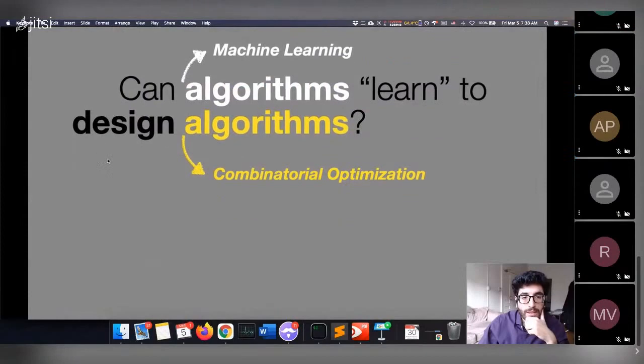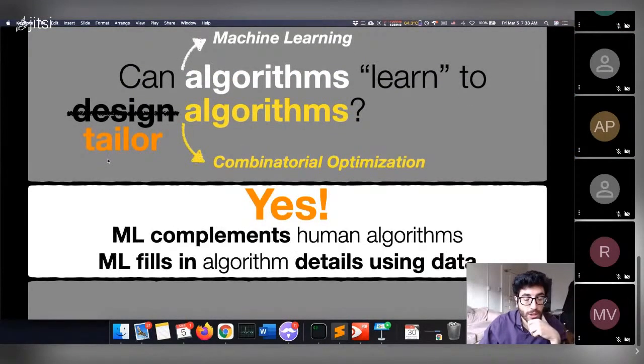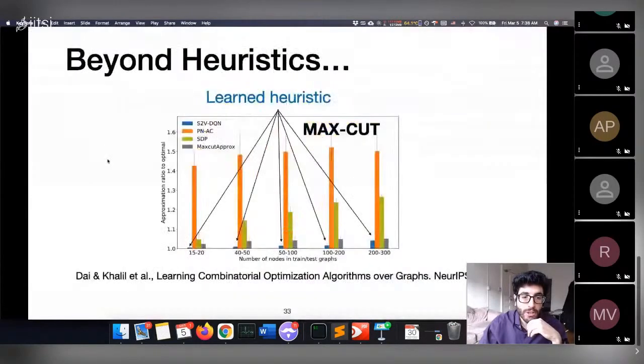And so to answer this question I posed earlier, yes, machine learning can help tailor combinatorial optimization algorithms to your instances by complementing some of the human algorithms using data. So this is really the main power of ML in this context.